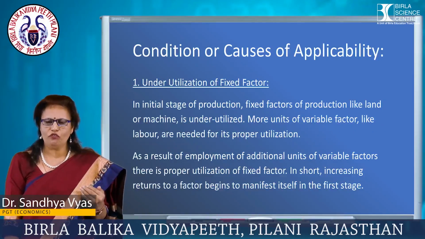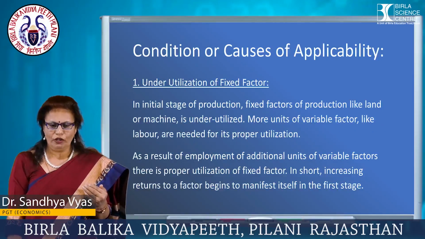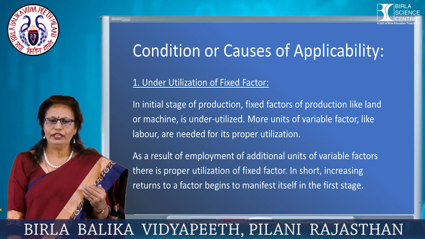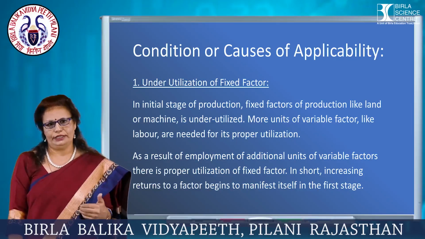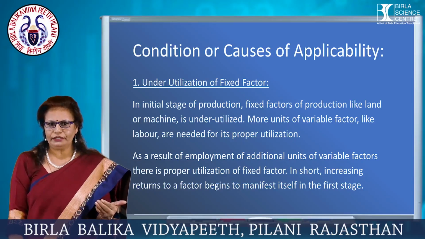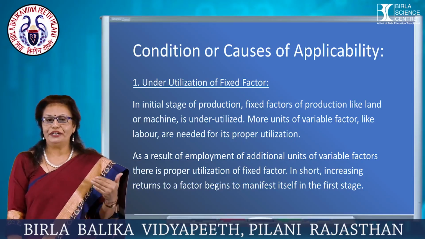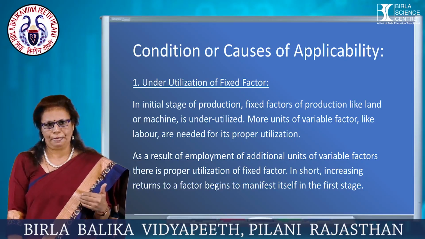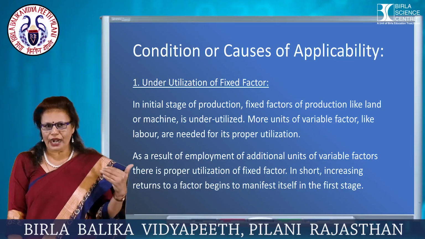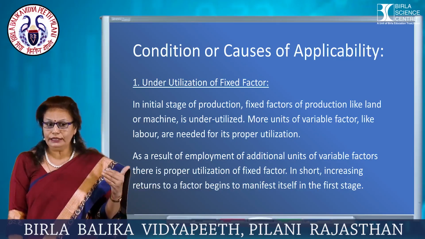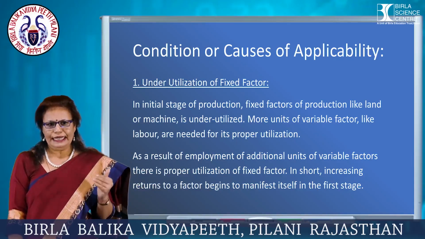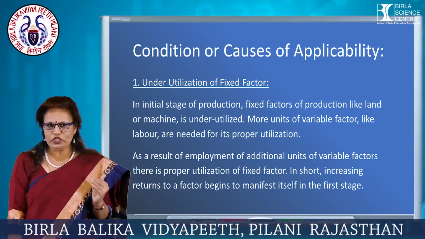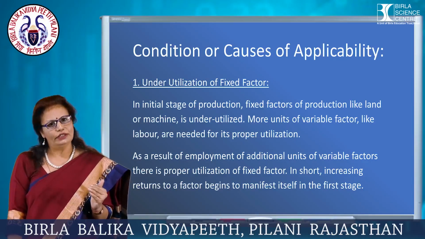So what are the conditions or causes of applicability? First is underutilization of the fixed factor. In the initial stage of production, fixed factors of production like land or machine are underutilized. So more units of the variable factor like labor are needed for its proper utilization. As a result of employment of the additional units of the variable factor, there is a proper utilization of the fixed factor. In short, increasing returns to a factor begin to manifest themselves in the first stage.